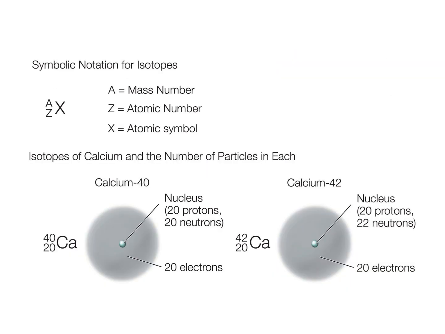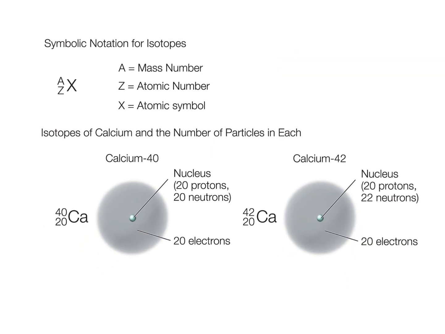I also want to remind you about isotopes. So here are the symbols again for isotopes. The number on the top is the mass number. The number on the bottom is the atomic number. That's the symbol. And so these are isotopes of calcium, as well as the number of particles in each. And so you can see calcium 40 is here, calcium 42 is here. We can look at the nucleus of both these and see they have the same number of protons, but a different number of neutrons. So their atomic number stays the same, but their mass number is different. They don't have a charge, so both of these have the same number of electrons, which is the same number of protons.